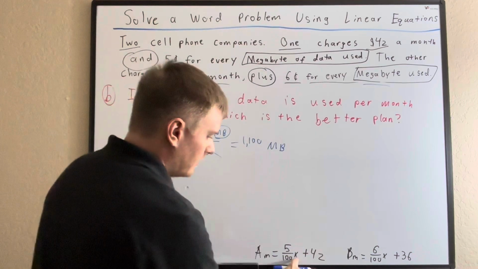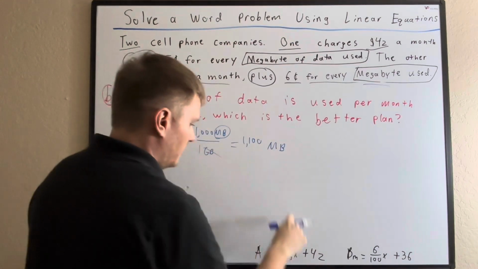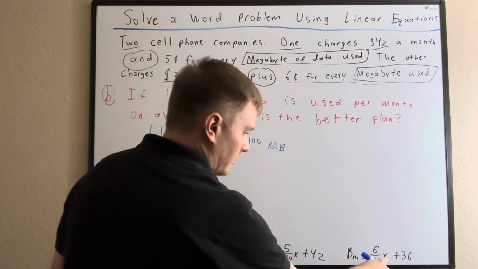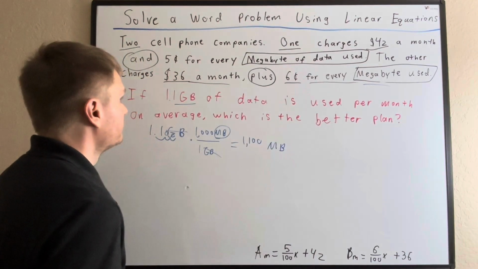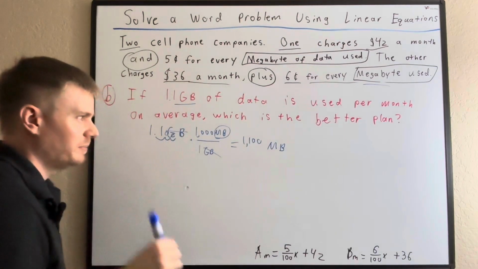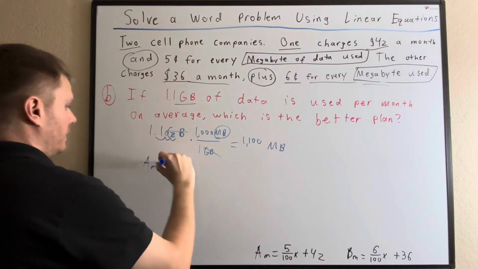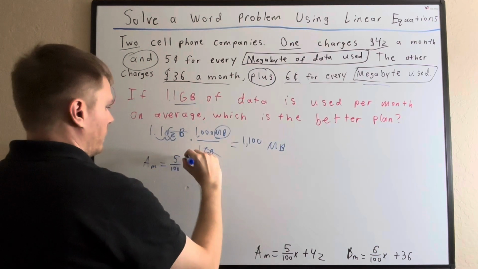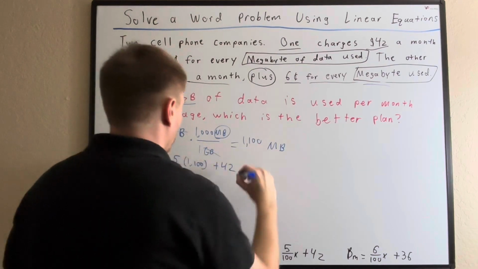Well, the data is our variable, right? So we simply just put that number in there and evaluate it to figure out what A sub m is, and put it in there too to figure out what B sub m is. A lot of teachers use the word substitute, but I prefer plug it in. So anyway, the company A monthly bill for 1,100 megabytes of data would be what now?